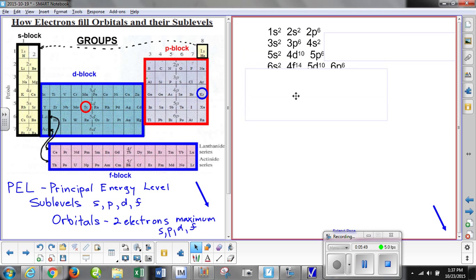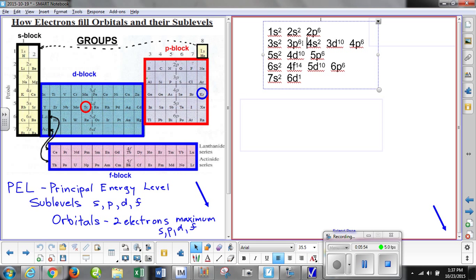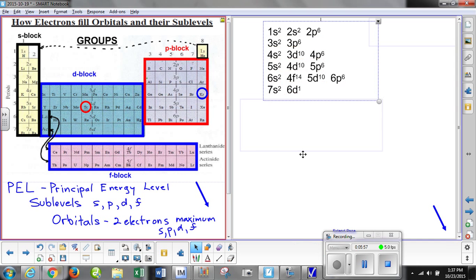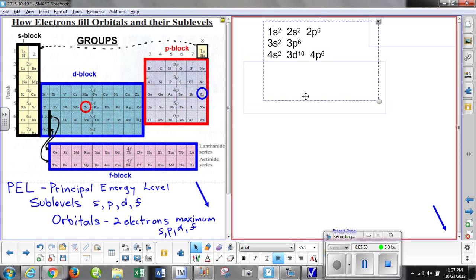4s. Yeah, 4s2. I really wanted to get this so that we had principal energy levels kind of separated, so let's do that. We've got the 4s with 2, the 3d with 10, and the 4p with 6. And then we go down. We've got 5s with 2, 4d with 10, 5p with 6, 6s with 2, 4f with 14, and 5d with 10, and then 6p with 6, and then we've got 7s with 2, and 6d with 1. Whew.